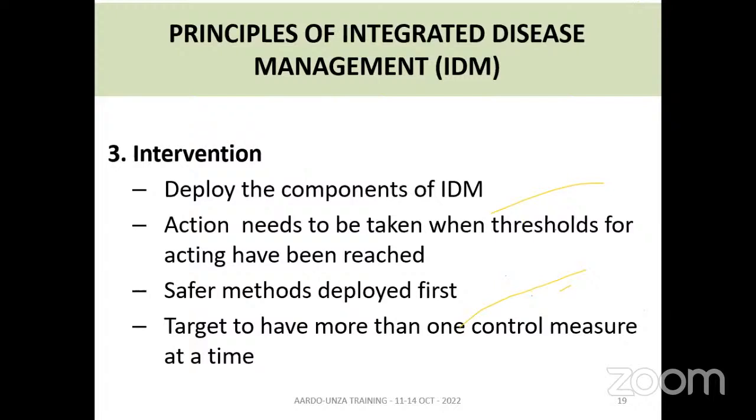By the time you are growing your crop, I'm assuming you would have taken time to think about the thresholds we're talking about. For your crop, if you have rust and you're worried about it, think about thresholds: at which time do I need to act in case this shows up? Then the other thing you need to think about when deploying interventions in this IDM system is that you must start with safer methods first.